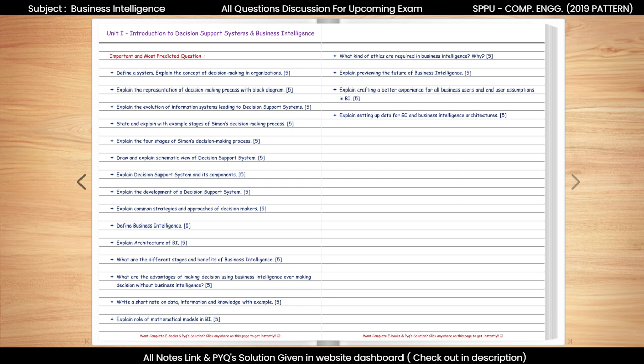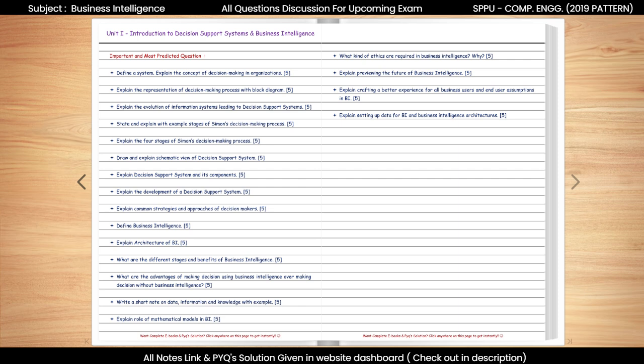Now, let us move on to our next important topic, decision support system and its components. From this topic, we can expect questions such as, explain decision support system and its components. A decision support system is a computer-based system that helps decision makers solve complex problems. Its components include a database for storing data, a model base for analytical tools, a user interface for interaction, and users who make decisions using the system.